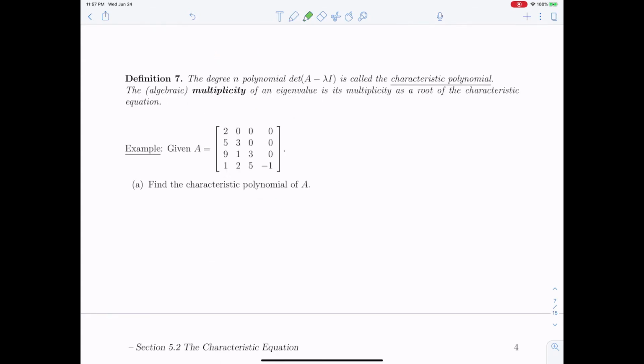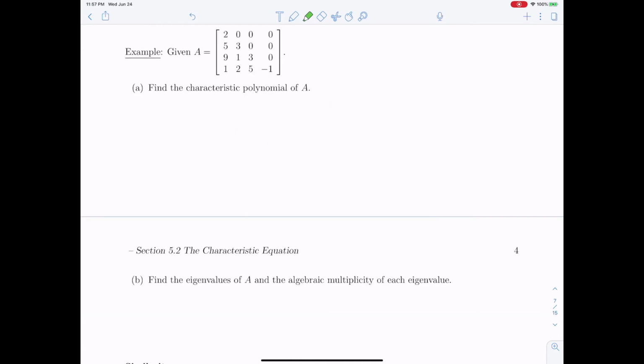For a degree n polynomial, the determinant of A minus lambda I is called the characteristic polynomial, and the algebraic multiplicity of an eigenvalue is its multiplicity as a root of the characteristic equation. Okay, so let's pause the video and try out part A and part B of this example.